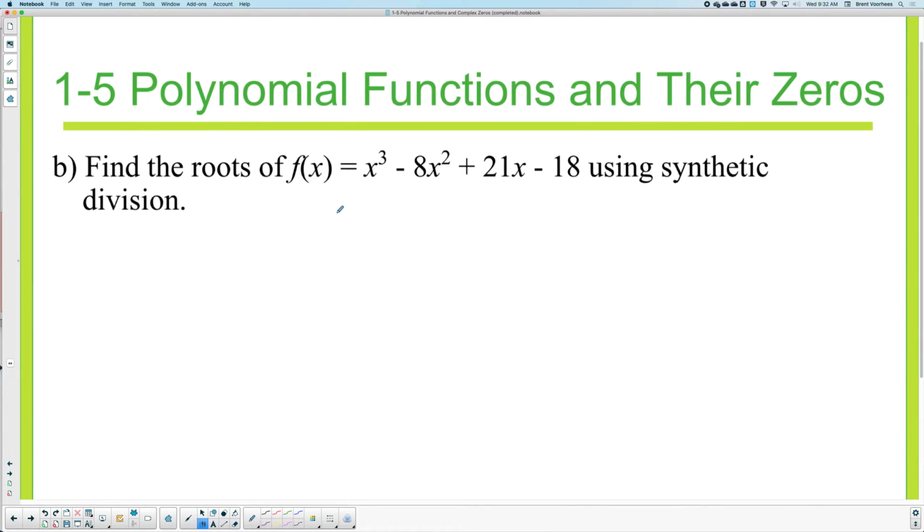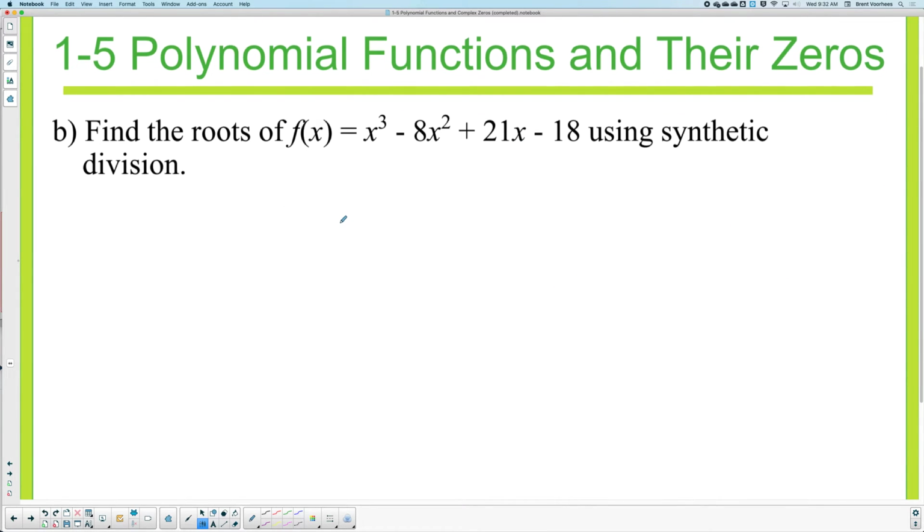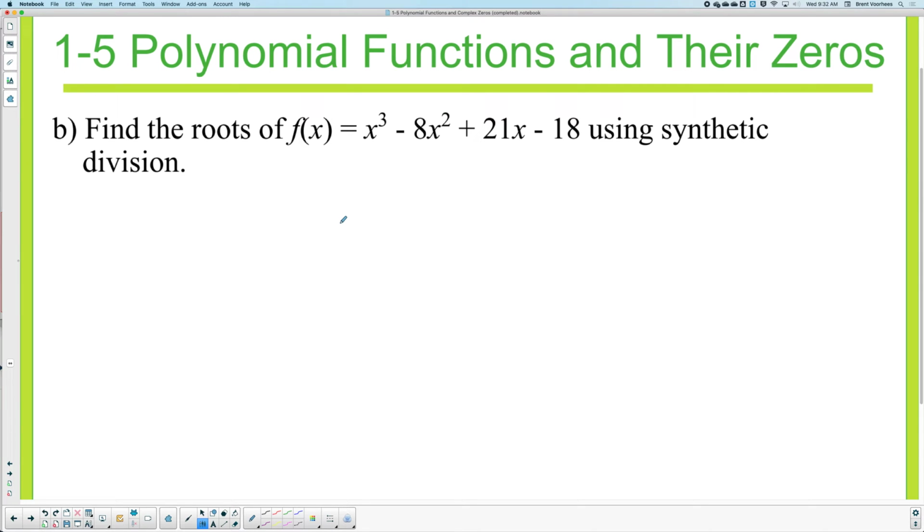let's try another problem. Okay, so we need to know this theorem. You need to know the theorem back and forth, that P divided by Q test. So on this problem, what is our P? 18. Negative 18, okay, and Q? 1. Q is 1, good.